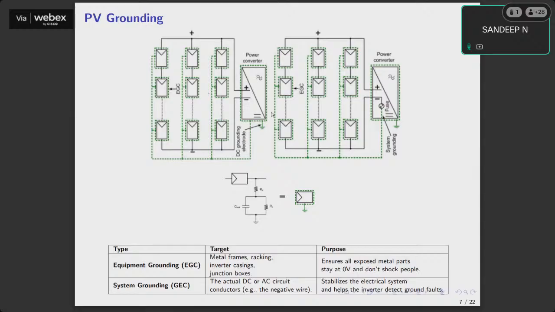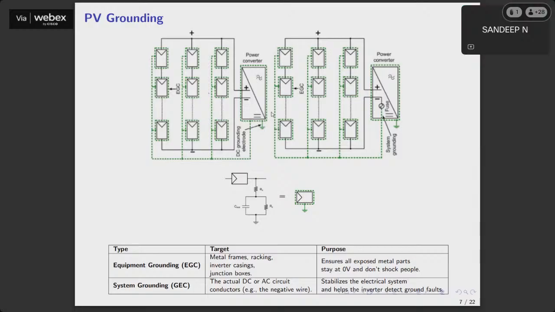What are the non-current carrying conductors, NCC? Those are non-current carrying metals like the module frame, rack, metal enclosures, distribution panels. But if at all there is some fault, there could be a connection between the current carrying conductor and NCC. That would further cause a problem as far as operational safety is concerned. So how to avoid that?